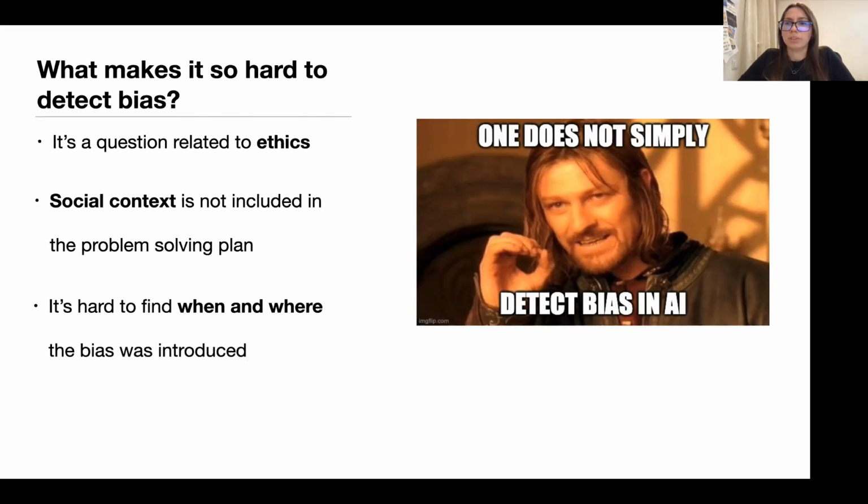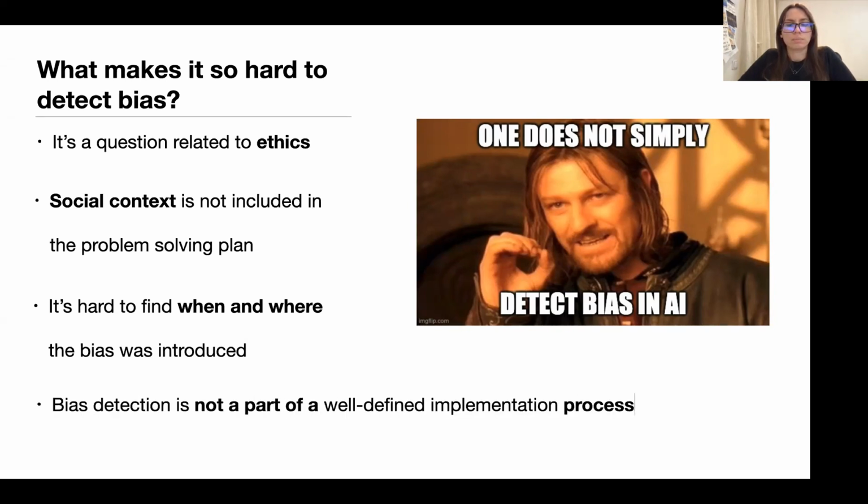Also, it can be really hard to find when and where bias was introduced, because it can happen basically at any point of the life cycle of the model development. It can be really hard to understand whether the model is actually biased, and if it is biased, why it is biased, and how we can fix that.